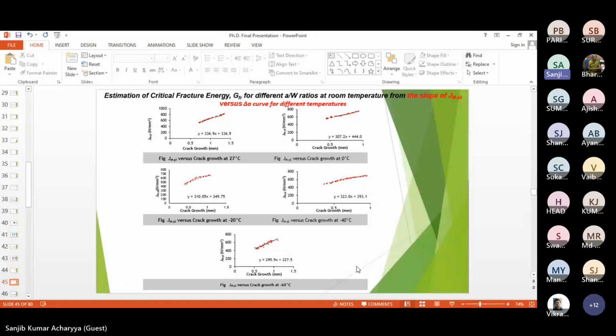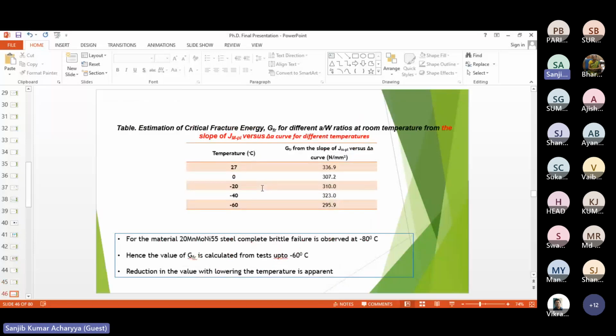Here we varied the temperature. Look, here the JMPL versus delta A curves are shown: minus 60 degree, minus 40, minus 20. And we estimated the value of GFR. Here a little bit larger variation is obtained, from 27 to minus 60.